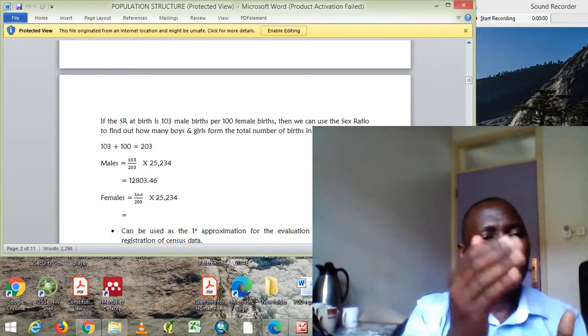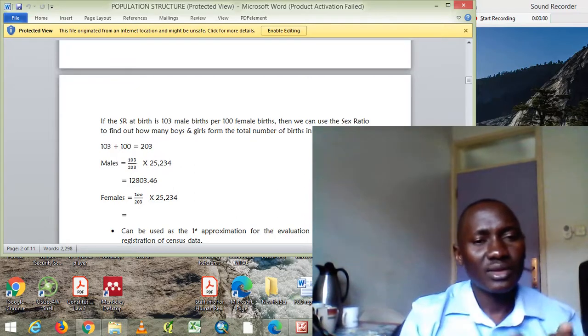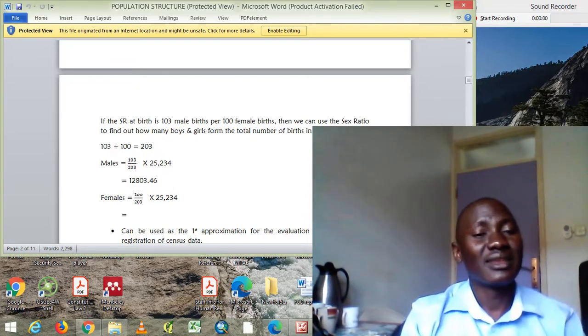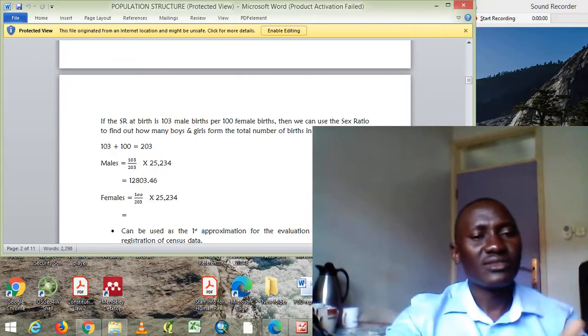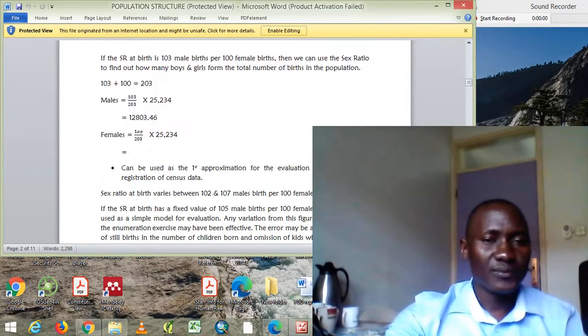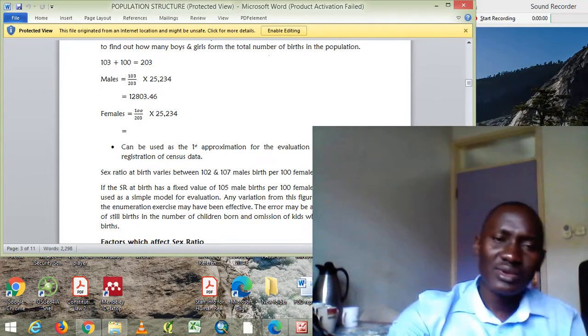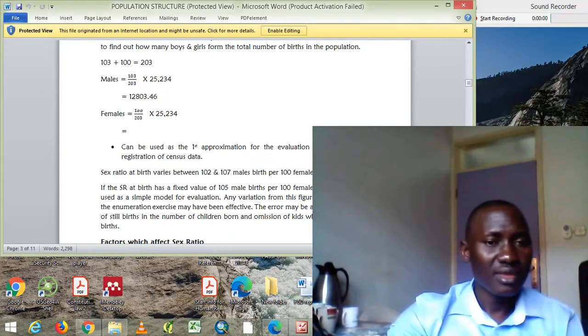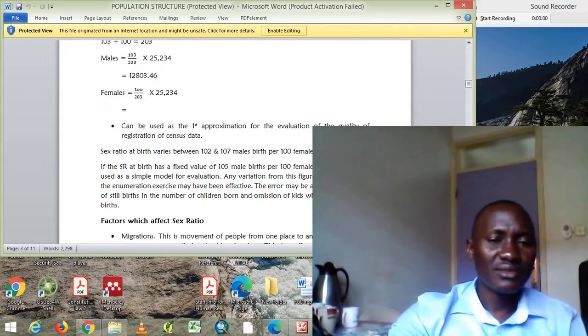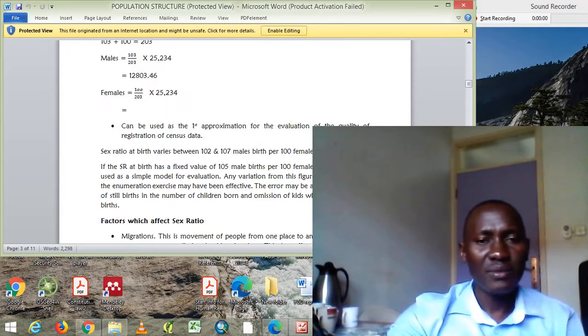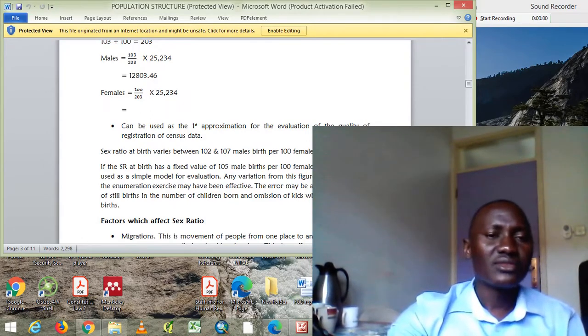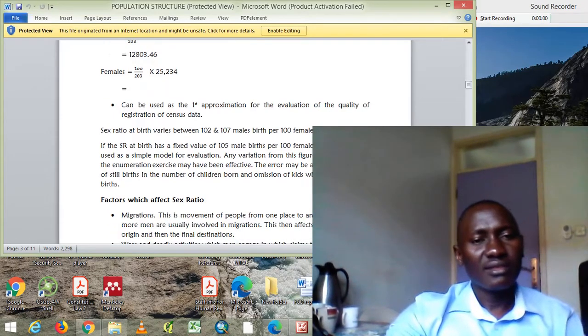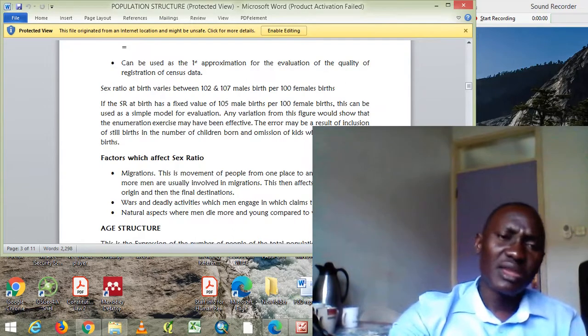So that's what must be explained in this example given here. When you get 103 over 203 times 25,000, you get the exact number of male births, and so is the exact number of females. Sex ratio at birth varies between 102 and 107 males per 100 female births. So if sex ratio has a fixed value, for example, 105, then this can be used as a simple model for evaluation.